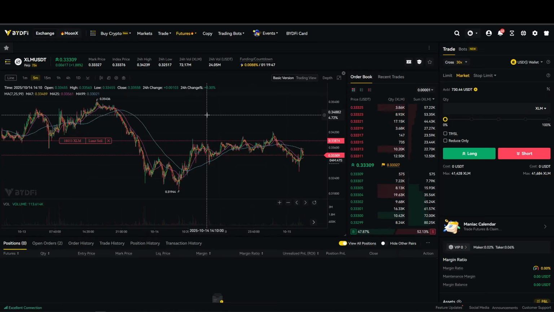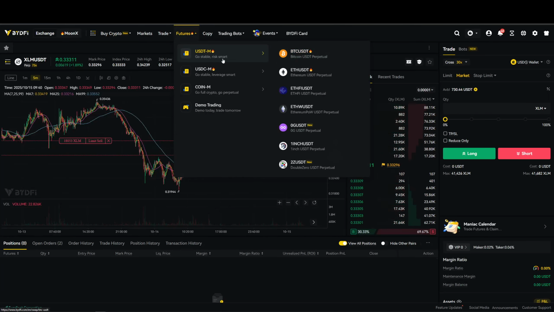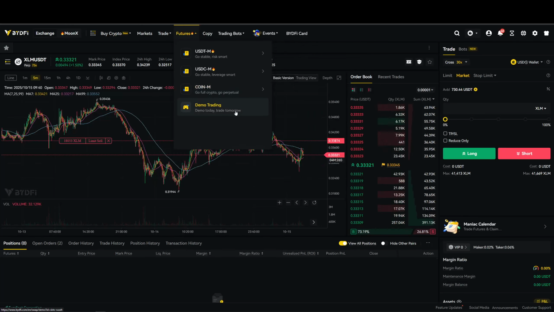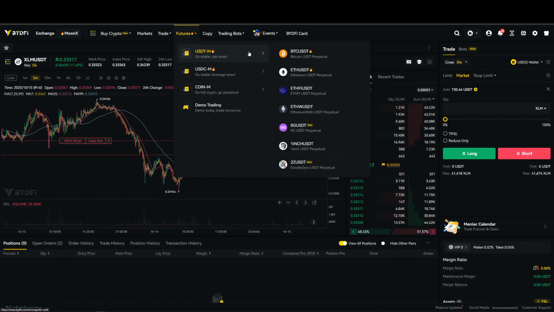But in this one, what we're going to look at is what the difference is between margin and futures, which I'll be honest with you, I don't know the complete difference, but I can tell you what you're looking for when you go onto any platform is you want to find the tokens that have the word perpetual in them. I don't know if any of these other ones, yeah, they all say perpetual here. So, this is what you're looking for.